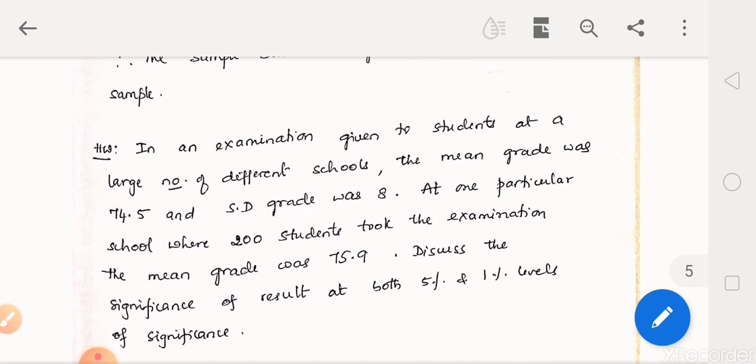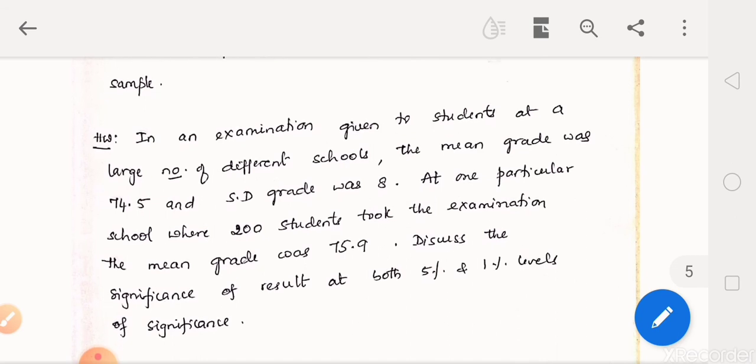One homework problem is given. Try to complete that homework problem.